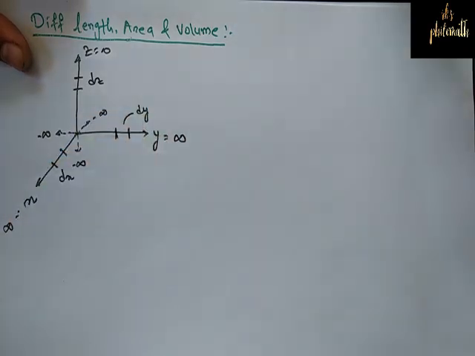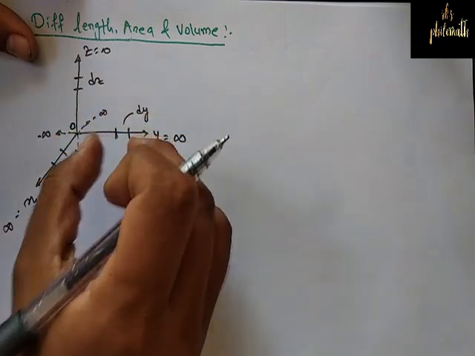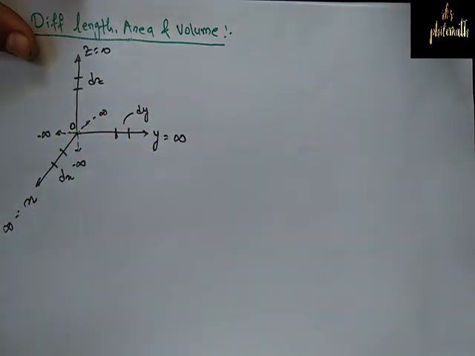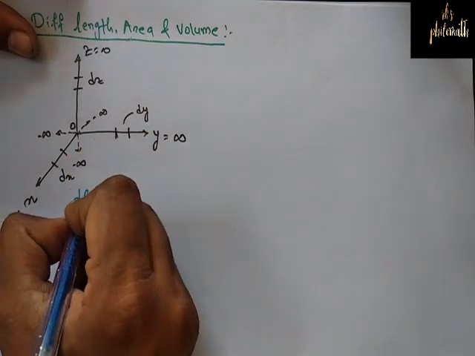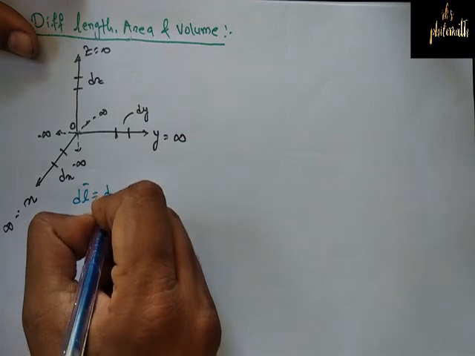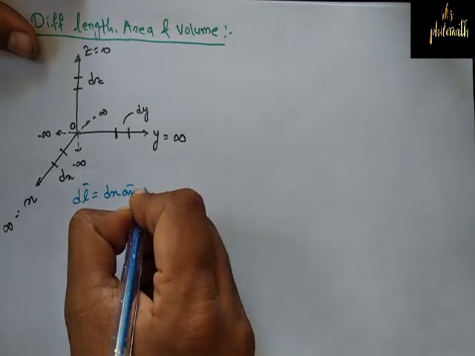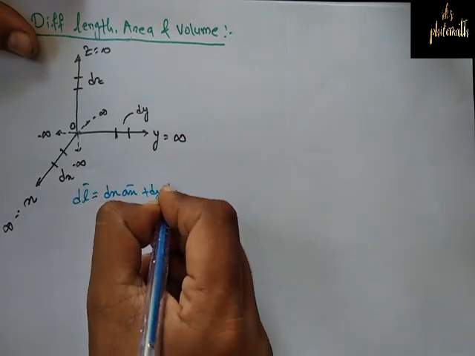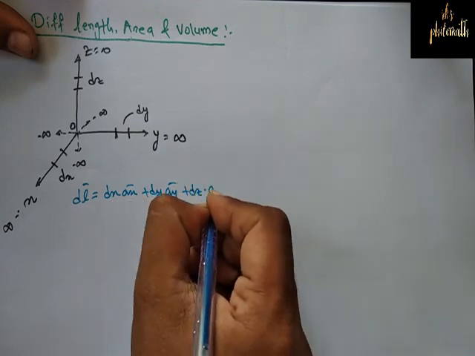Now from the diagram it is very clear that a section of particular line, or our derivative of particular line, is called as a differential length. The dl can be written in vector form as dl bar is equal to dx ax plus dy ay plus dz az.